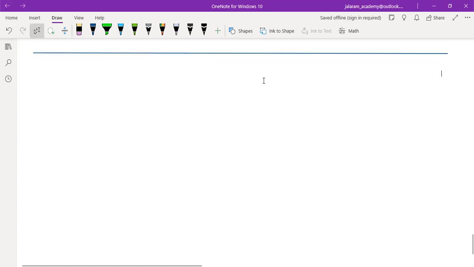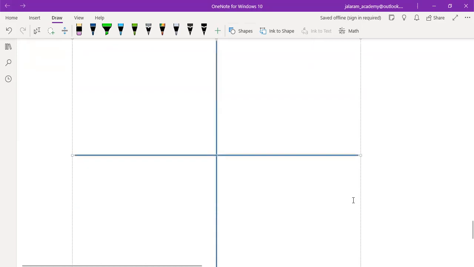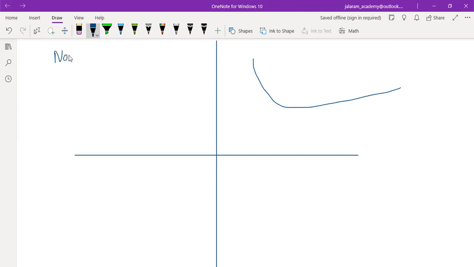Before this, in previous sessions, we have studied the theory of tangents to a curve related to application of derivatives. Let's discuss the meaning of normal and how to find its equation.